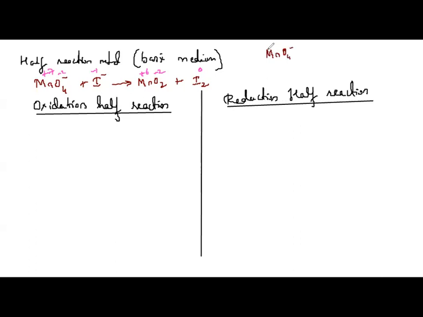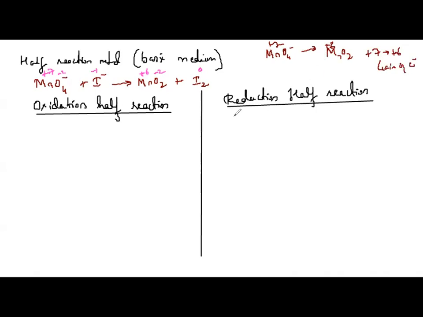MnO4 minus, the oxidation number of Mn is plus 7. It is becoming MnO2 where Mn is plus 6. So plus 7 is becoming plus 6. Means what? Gain of electrons. So this is reduction.